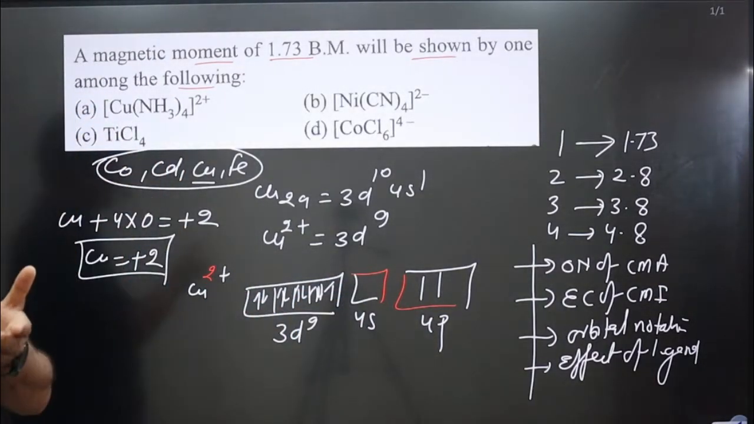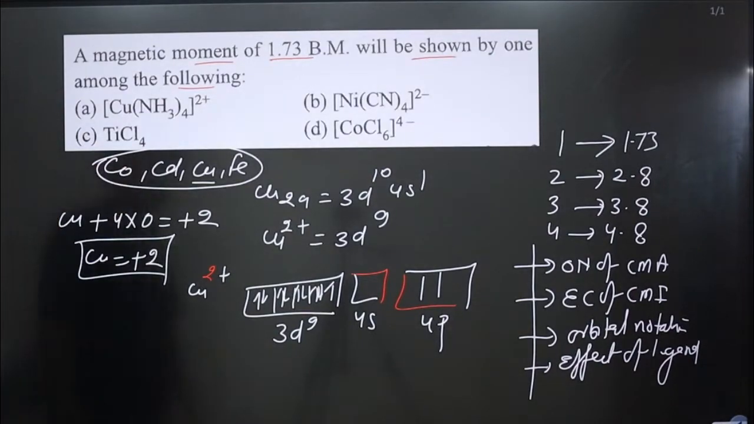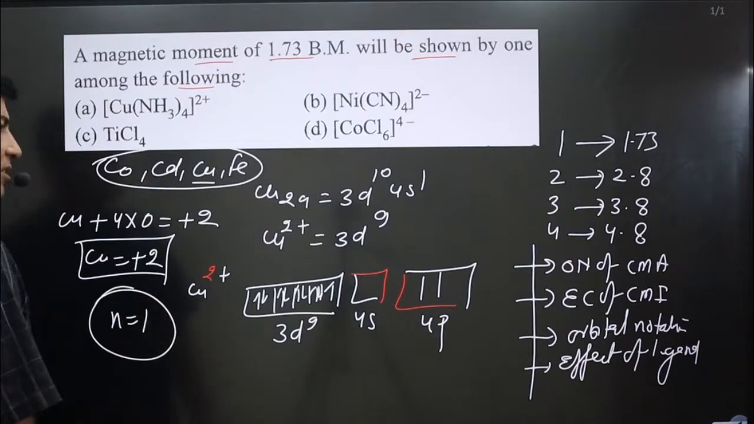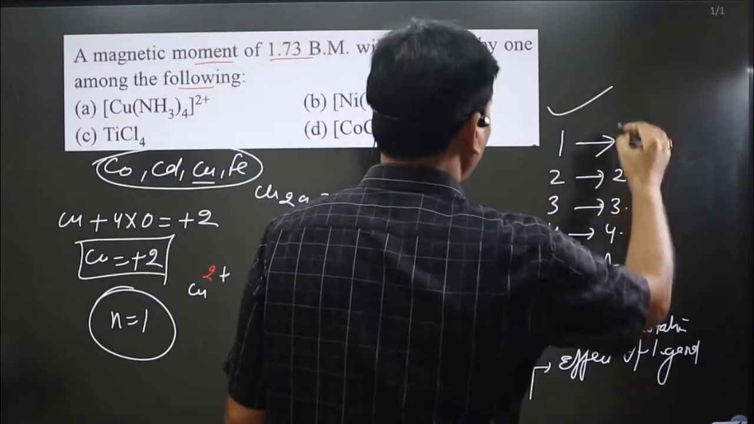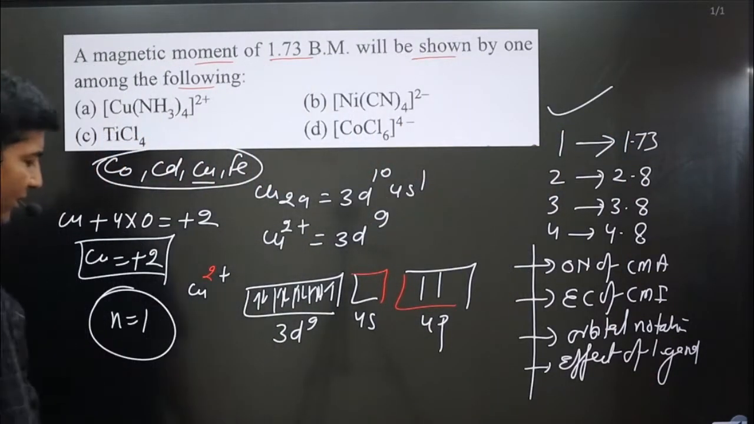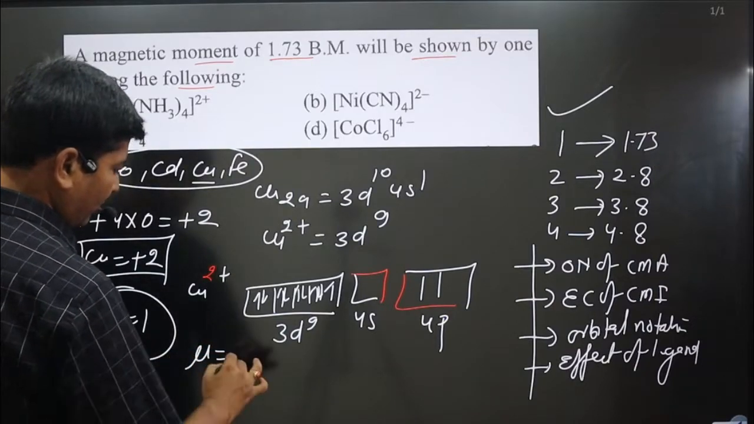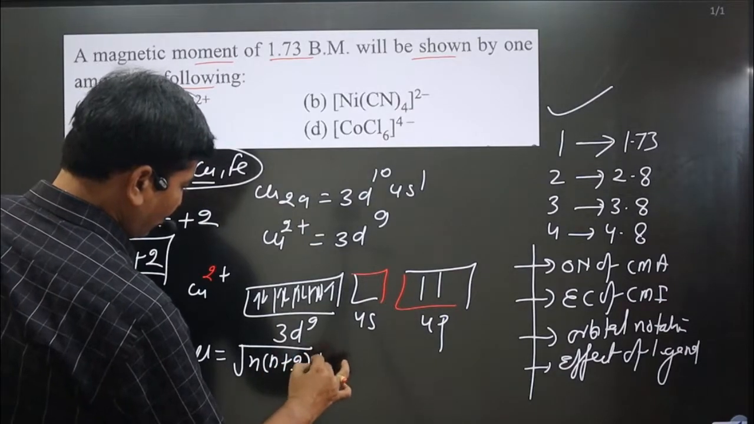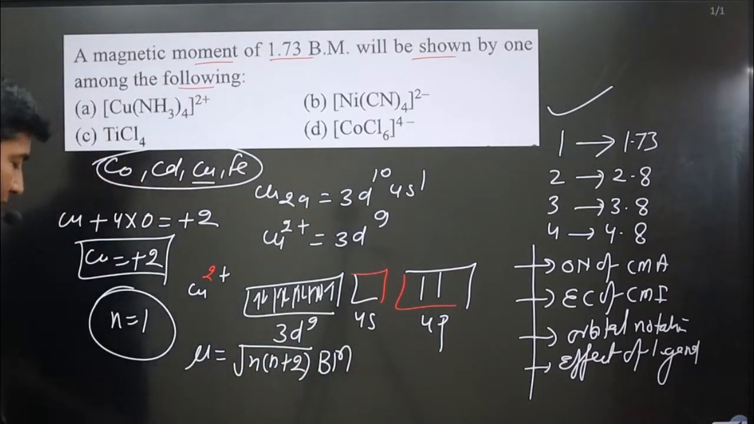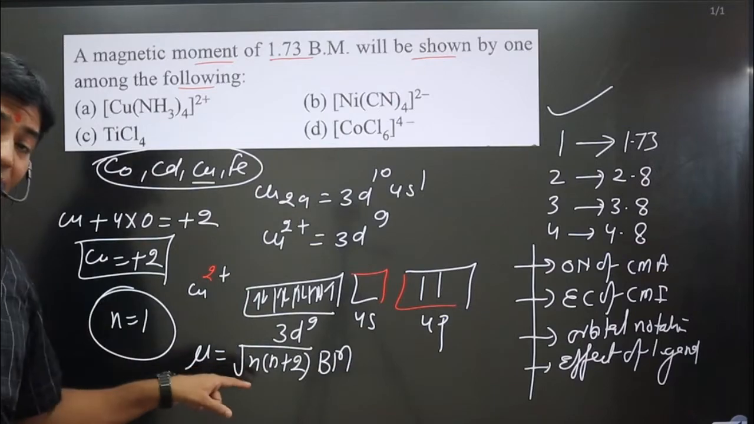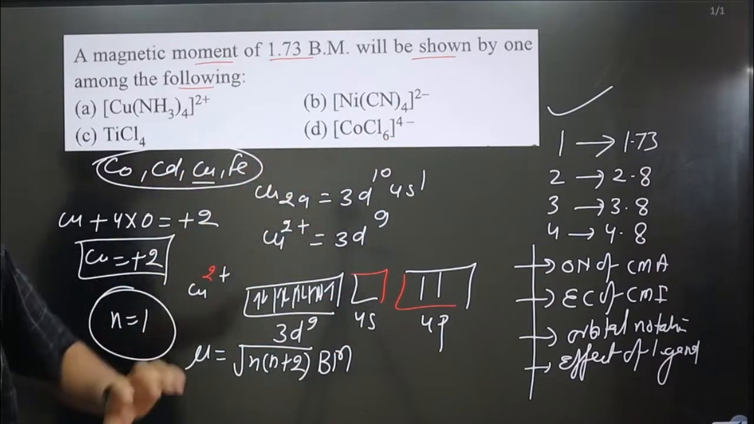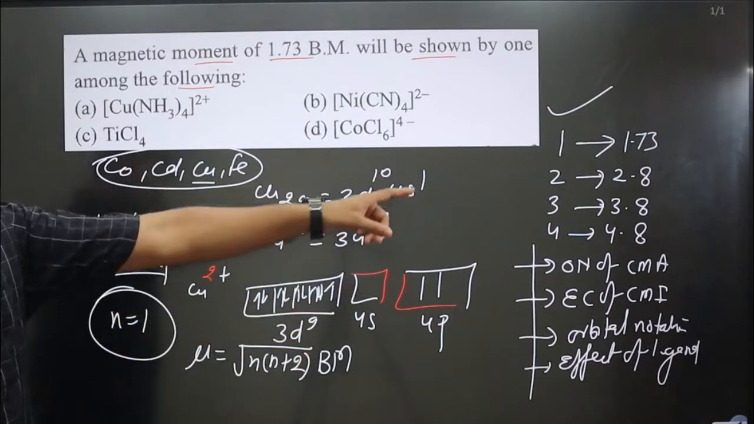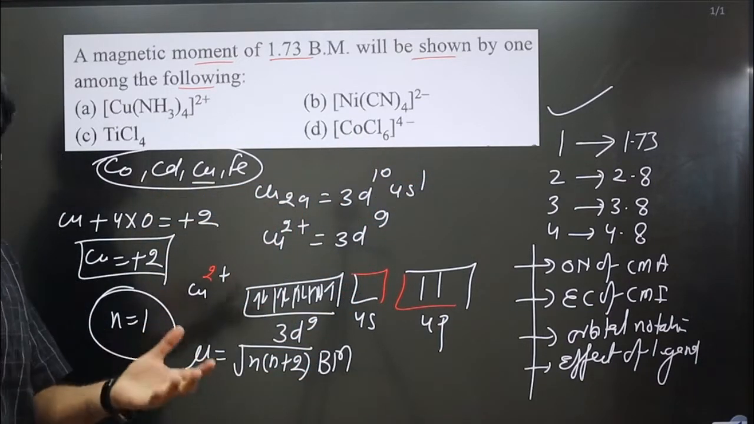We can see we got the answer in the first option itself. If the complex has only one unpaired electron, magnetic moment value will be 1.73. And how do we determine magnetic moment? The formula is mu equals the square root of n(n+2) Bohr magneton. In this formula, if you plug in n equal to 1 and simplify, you will get the final value 1.73. Similarly, if you plug in n equal to 2 and simplify, you will get 2.8. And it's very easy to remember.